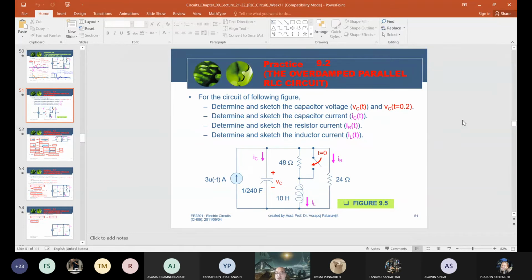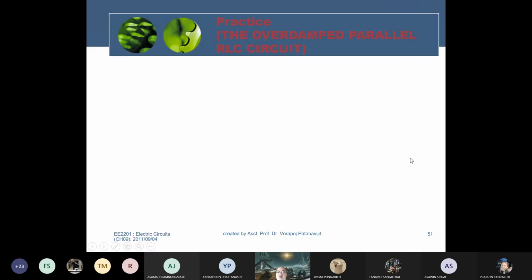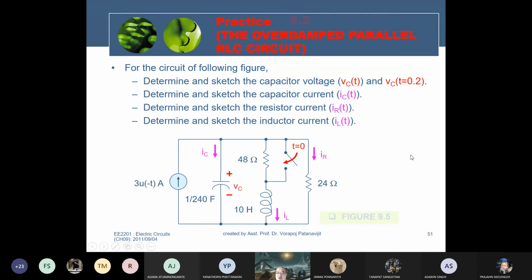Yes, teacher. Okay, I will provide your solution. If you do it by yourself, it's good, but if you don't, I cannot help you. In the real final, it's more difficult than this. The solution of this is, this question asks you about this circuit.